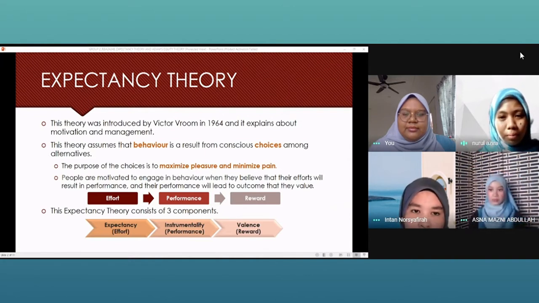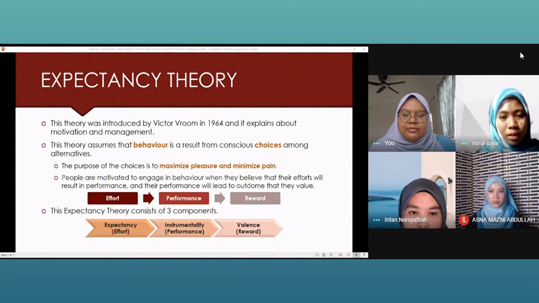Moving on to the second point, the study assumes that behavior is a result from conscious choices among alternatives. The purpose of the choices is to maximize pleasure and minimize pain. People are motivated to engage in behavior when they believe that their efforts will result in performance and their performance will lead to outcome that they value.